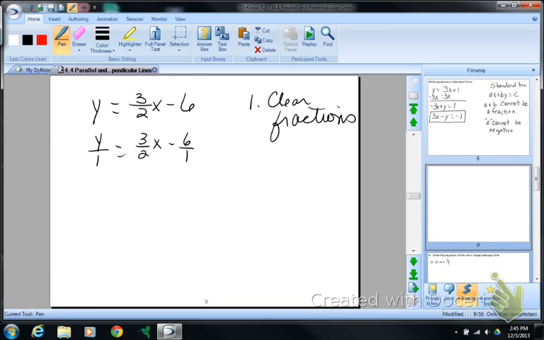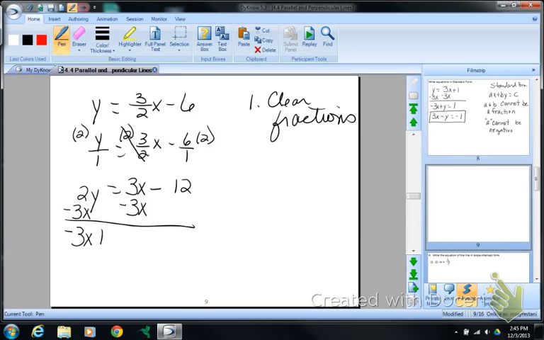What is my least common denominator? 2. So I'm going to multiply each term by 2. So when I do, I get 2y is equal to, on the other side the 2's go away, and I get 3x minus 12. Does everybody understand how I cleared the fractions? Okay, now I have to subtract 3x on both sides. So that's negative 3x plus 2y is equal to negative 12.